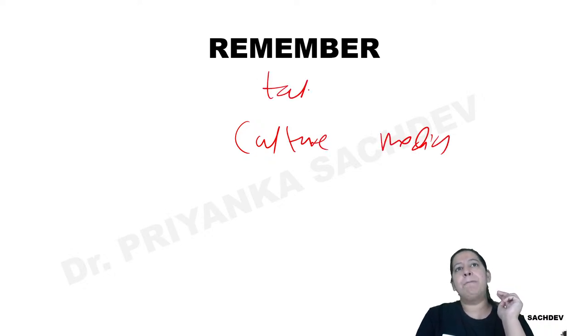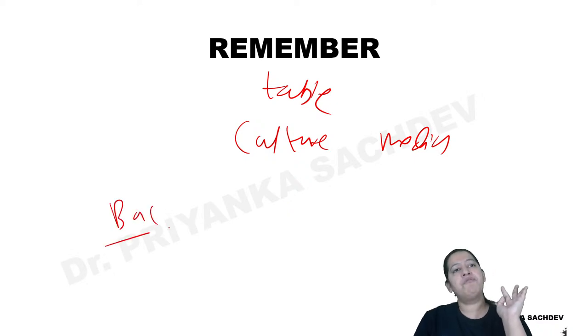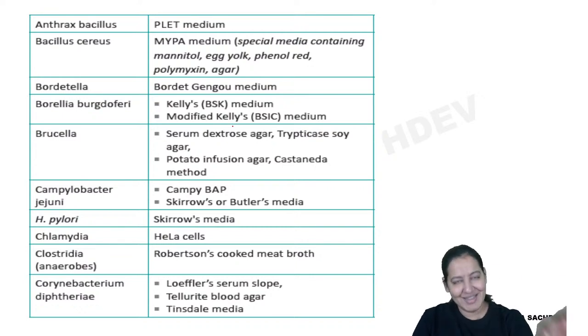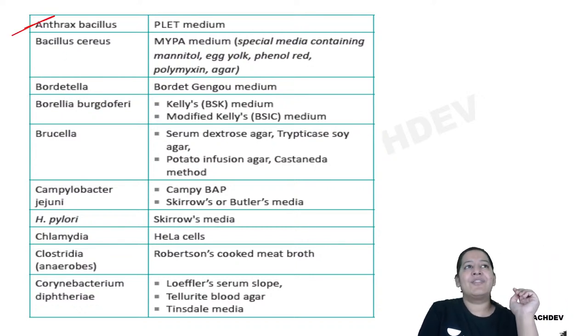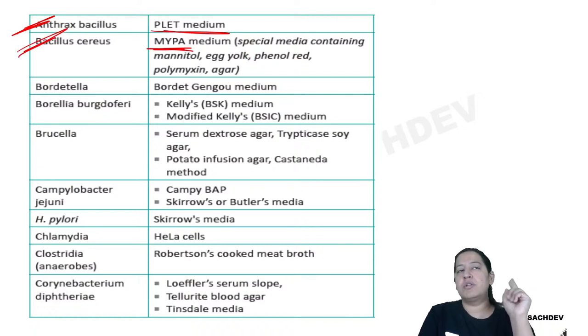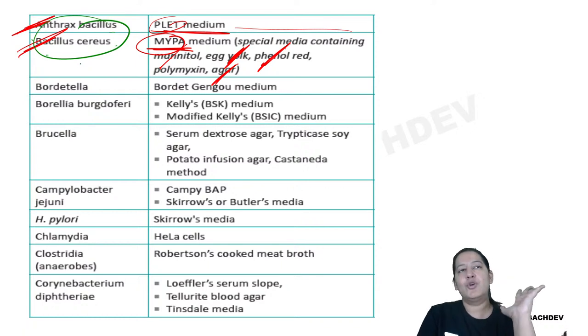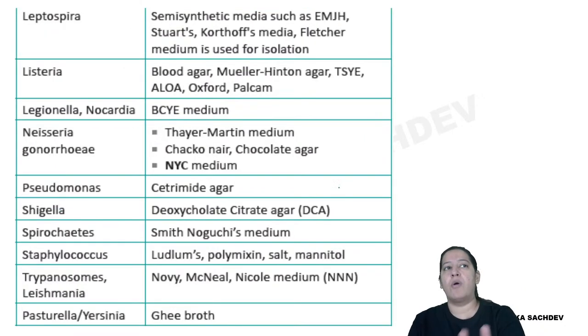So I will give you an important table for all bacteria, all 40 bacteria, with their special culture media. You can see the ultra important table. Bacillus anthracis is grown on PLET medium. Bacillus cereus is grown on MYPA. You should know the full form of MYPA. M is mannitol, Y is egg yolk, P is phenol red and A is agar, MYPA. PLET is not written here, but it will be something like that. So these are your two Bacillus, one is anthracis, one is cereus. You should know their special media. The special media of all 40 bacteria should be memorized. This is the list.